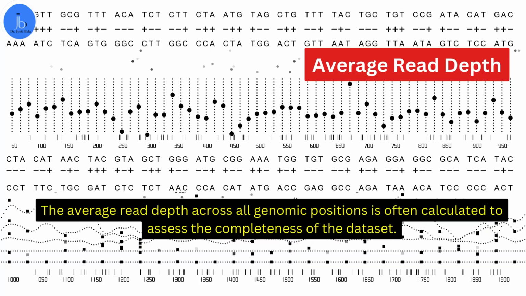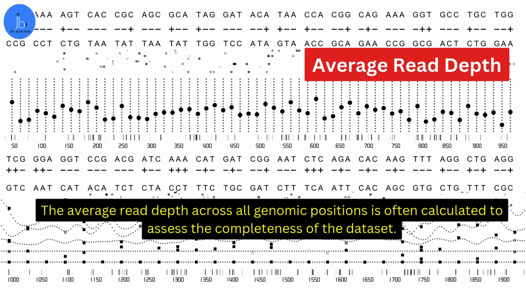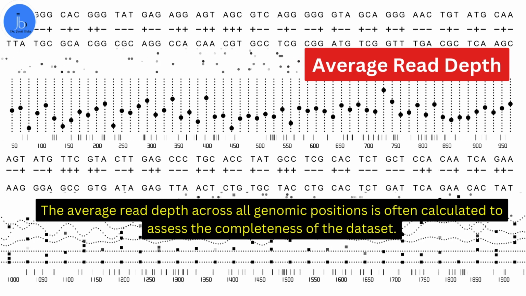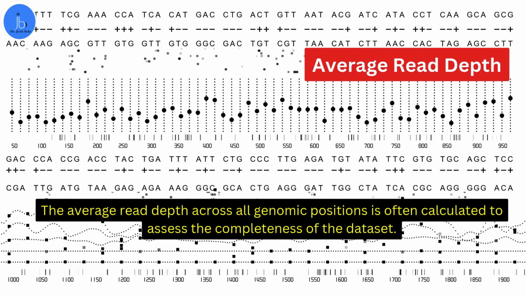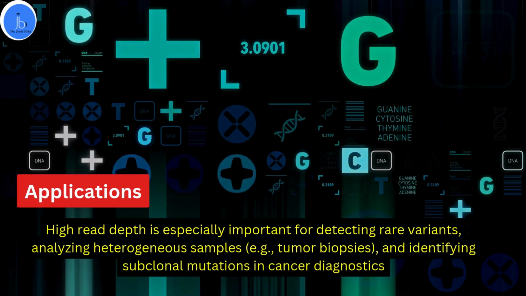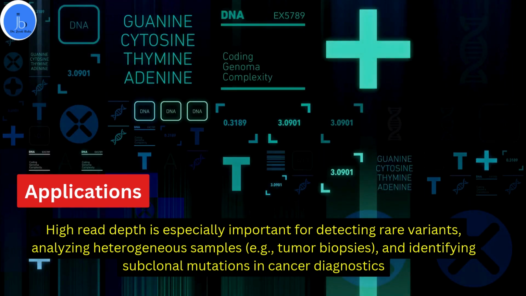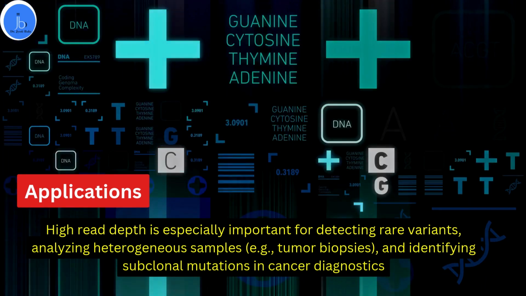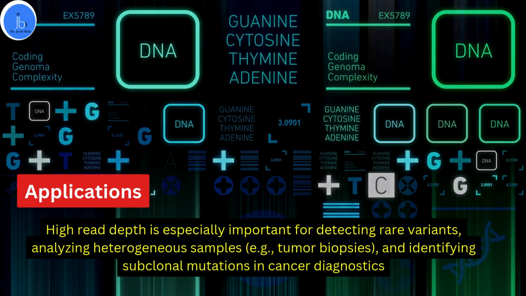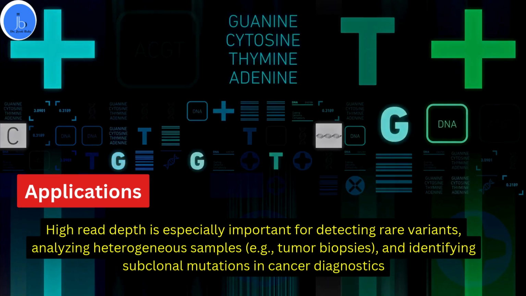The average read depth across all genomic positions is often calculated to assess the completeness of the dataset. High read depth is especially important for detecting rare variants, analyzing heterogeneous samples, for example, tumor biopsy, and identifying subclonal mutations in cancer diagnostics.